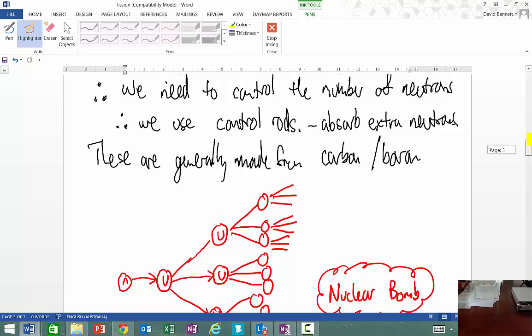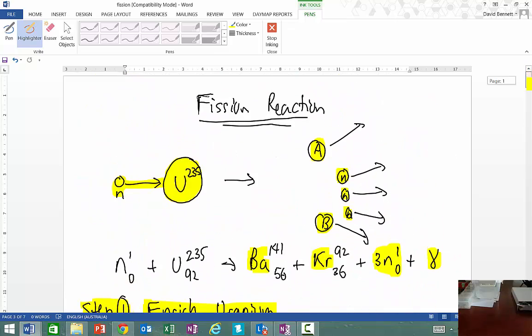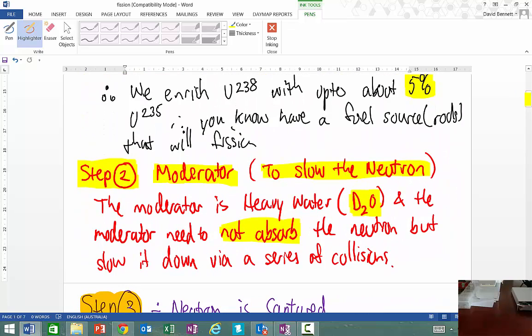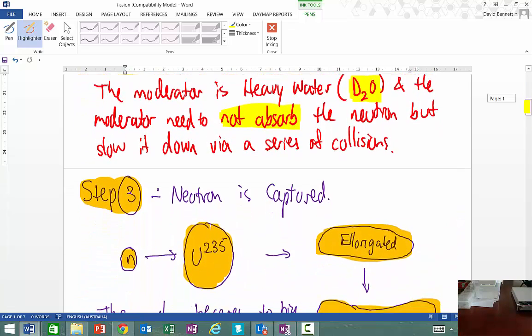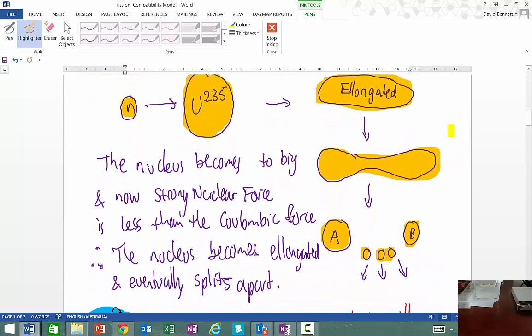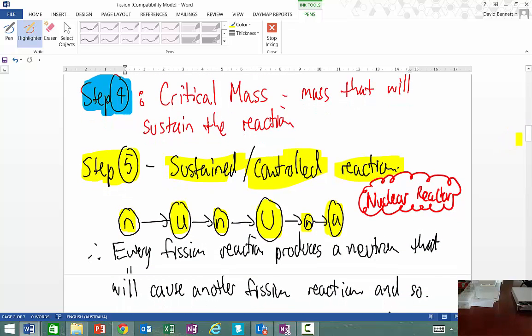Alright, so if we just recap that very quickly. The first thing, we have to have enriched uranium, 5%. Second bit, we have this moderator that slows the neutrons down so they can get encapsulated into the uranium-235. And then what happens, we get this massive nucleus, which then becomes elongated because the coulombic forces, or the strong electrostatic forces, are overtaking. It splits into its parts. We must make sure we have a critical mass so this reaction can occur. And then we need to control that reaction using our control rods.